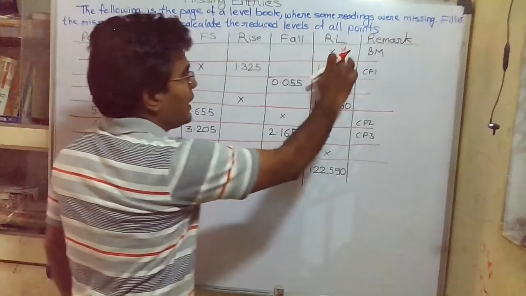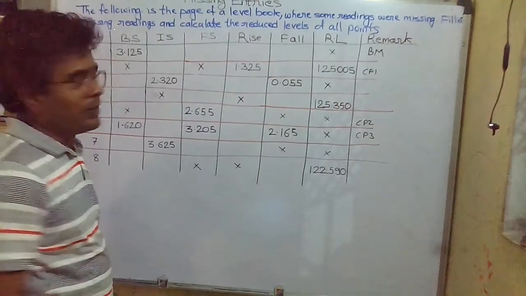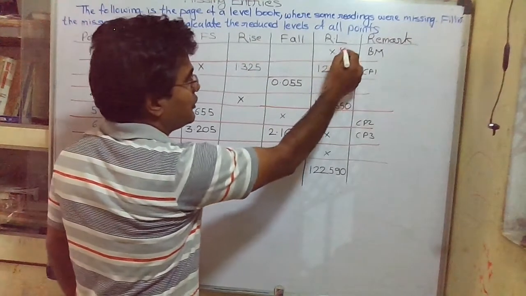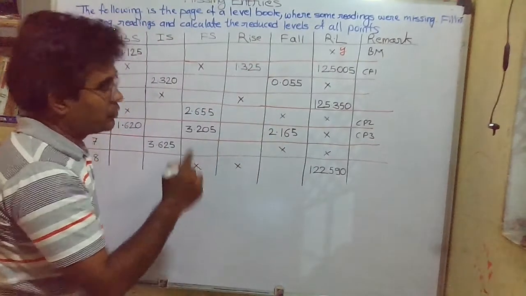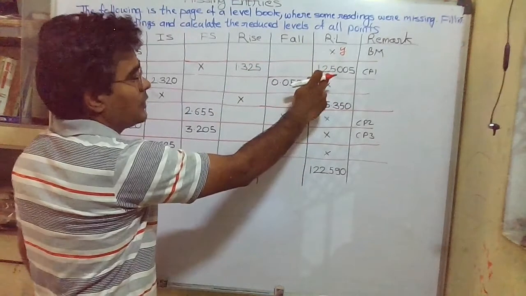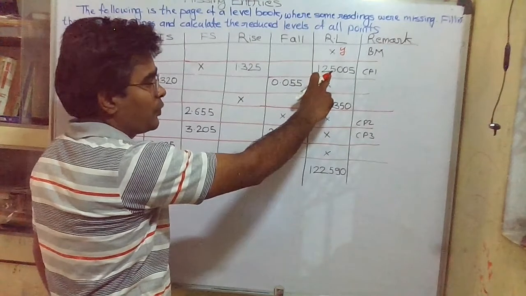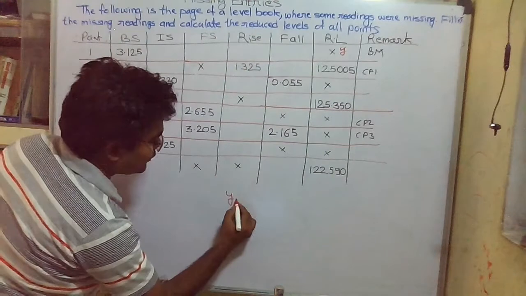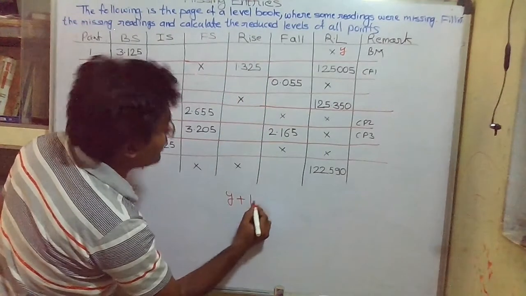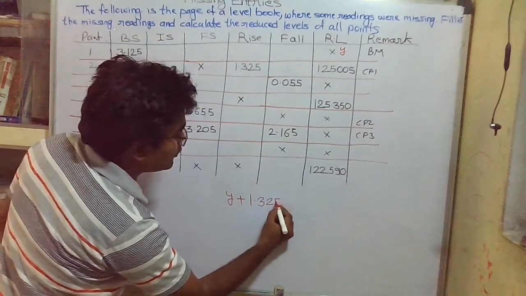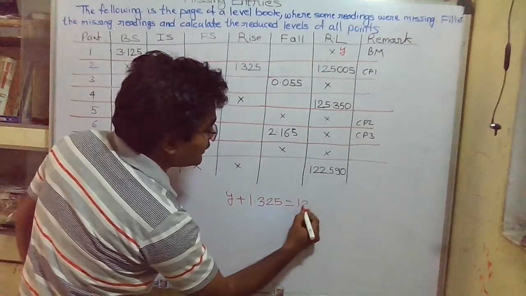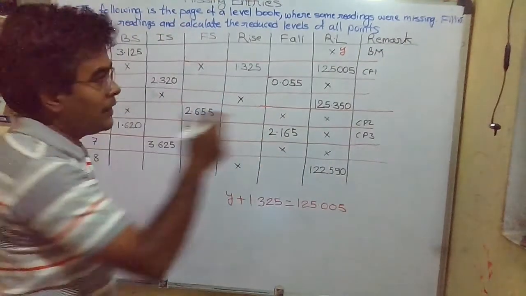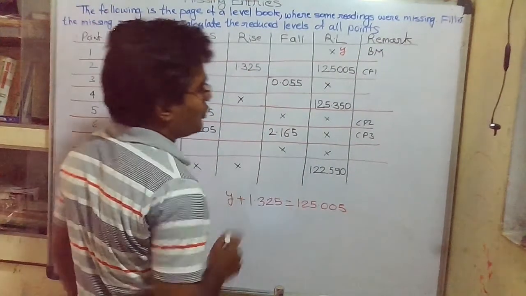So how do we find y? Just by reverse calculation, subtracting this rise from this value. Suppose this RL is y. How do we find the RL of the next point, 125.005? By adding this rise to y. So we get y plus 1.325, which is the RL of the next point, 125.005. So to find this, we subtract 1.325 from 125.005.